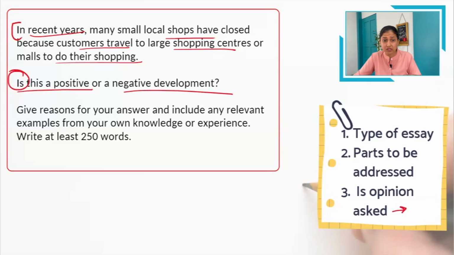You can say, yes, it is a positive development, or you can say, no, it's a negative development. So, yes, the opinion is asked. Clear. But now, once again, is it an opinion essay or is it an advantage disadvantage essay? Once again, you see the words in the question are synonyms to advantage disadvantage. It says, is this a positive development or a negative development? Positive, negative. Again, synonyms for advantage, disadvantage. So now, my question to you is, is this an advantage disadvantage essay or is this an opinion essay? What do you think?